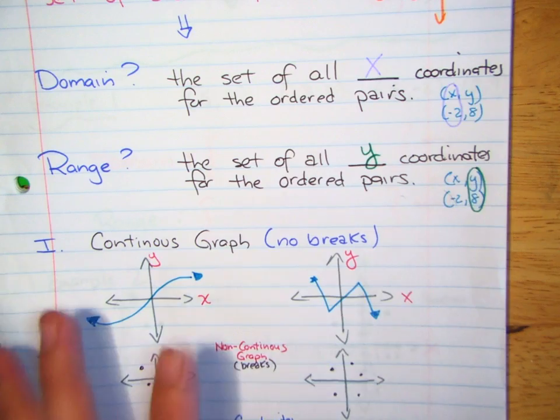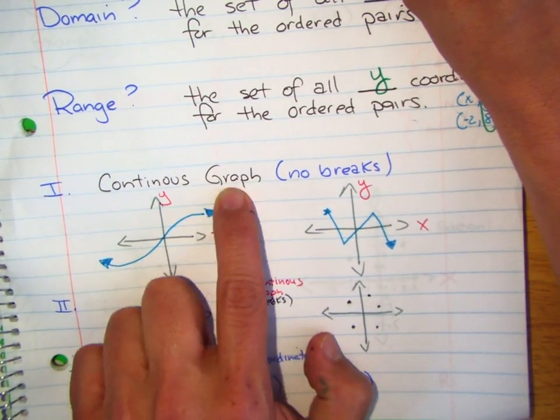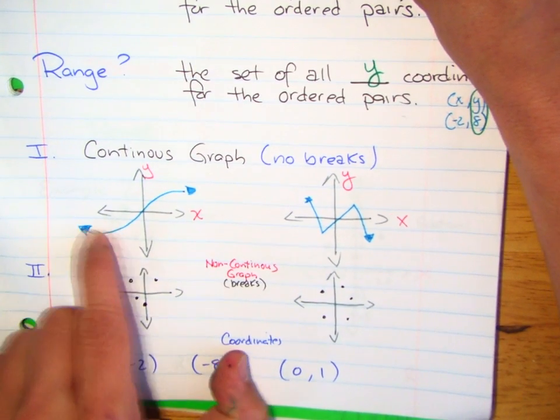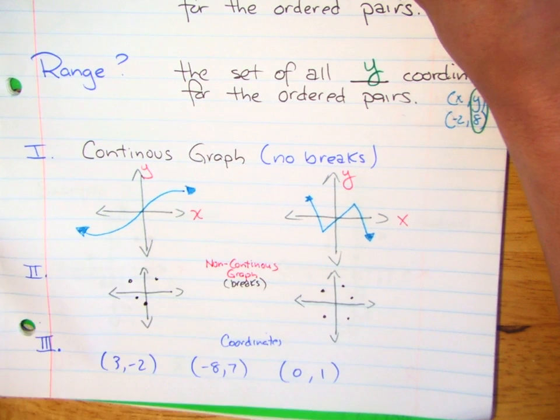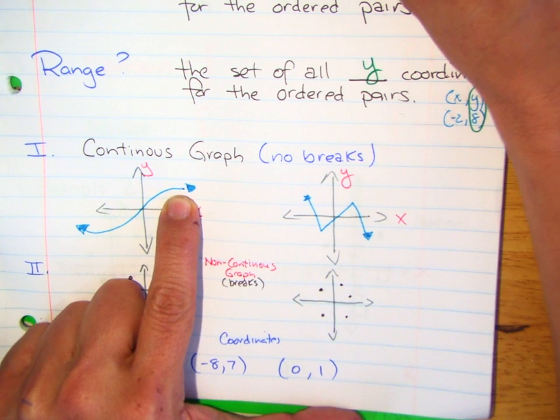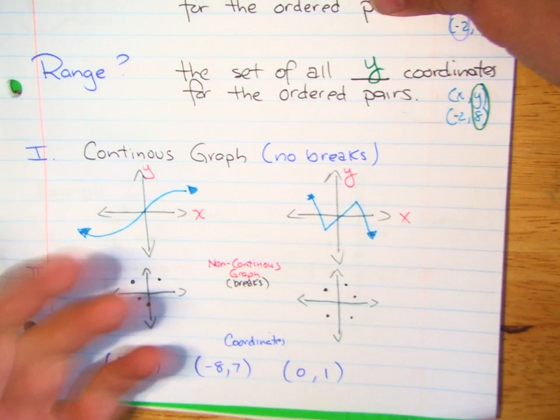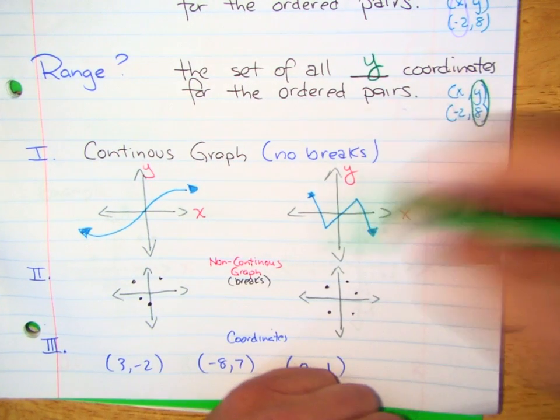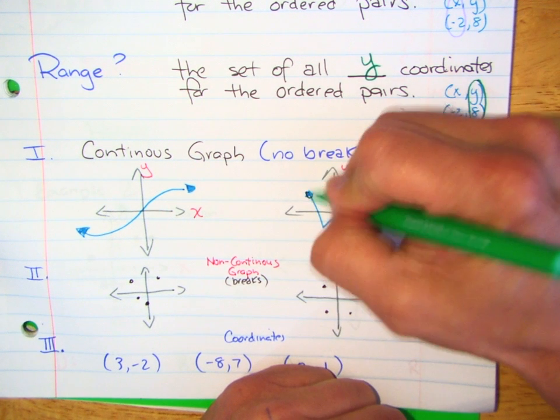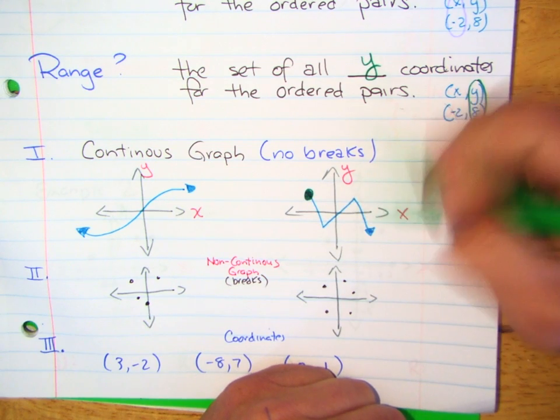Now in this worksheet we're doing, you're going to have 3 types of problems. The first type is what's called a continuous graph, where there are no breaks. It keeps going, and there's an arrow, which means it goes to infinity and beyond. Then there's another one, a continuous line, and let's put a dot right here. That means it's going to start right here and move over.